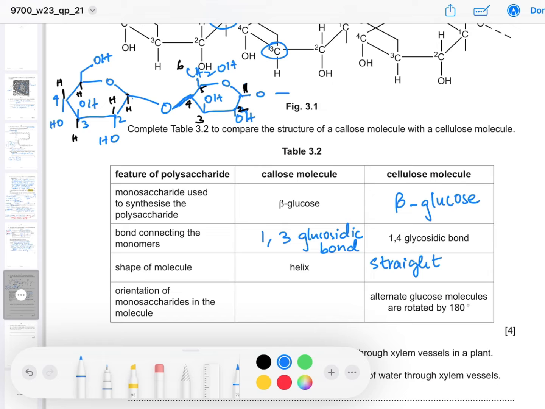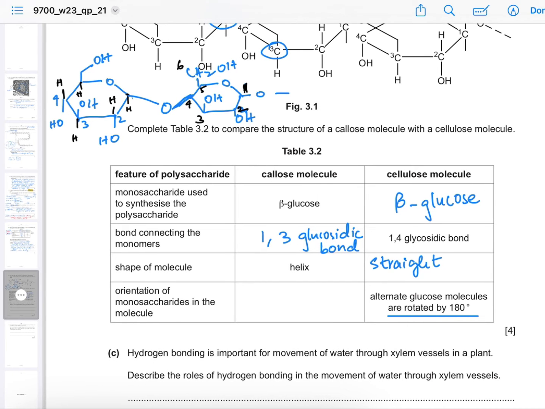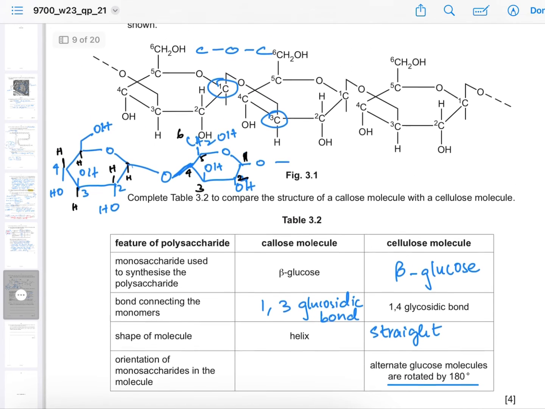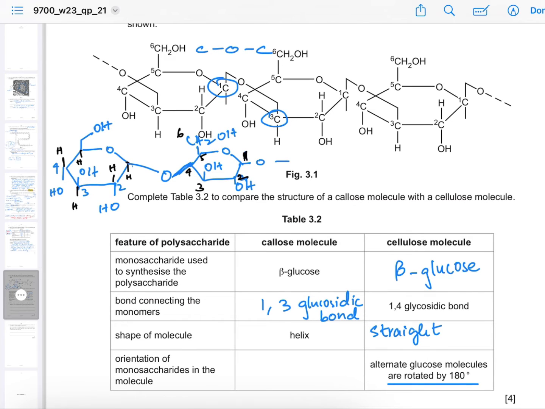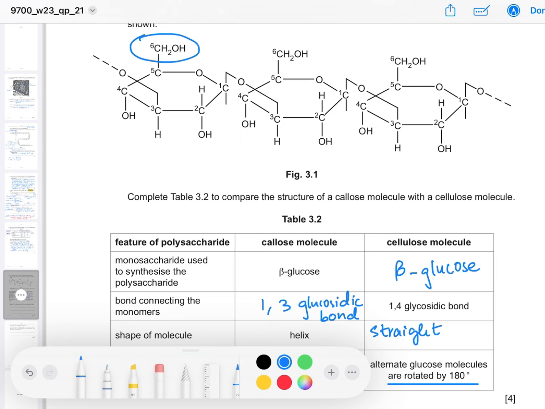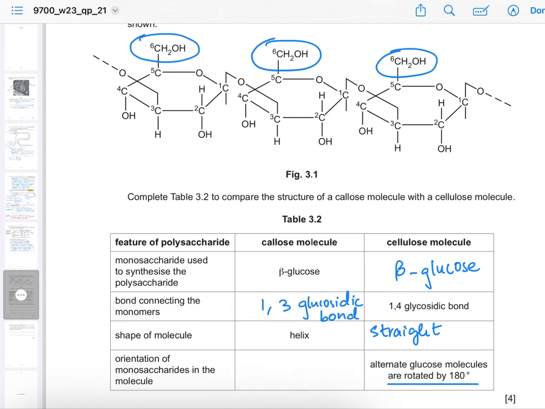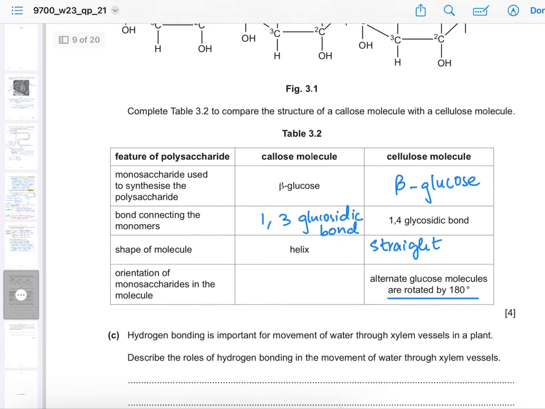And as for the orientation of monosaccharides in the molecule, in cellulose, the alternate glucose molecules are rotated by 180 degrees to allow the formation of 1,4 glycosidic bonds, whereas in the callose molecules, all of them have the same orientation. As you can see, all of the monomer molecules have the CH2OH group on the top, which shows that all of them have the same orientation.